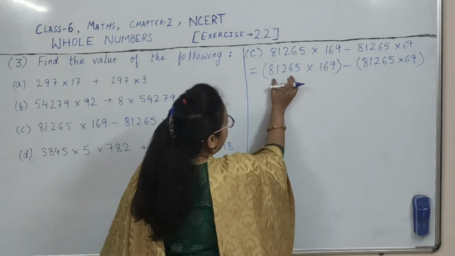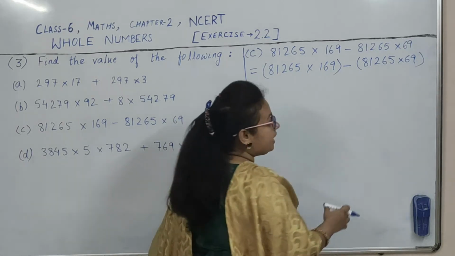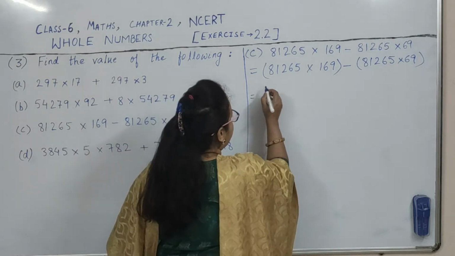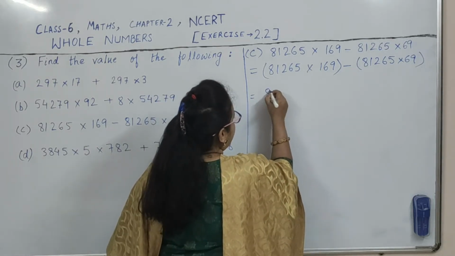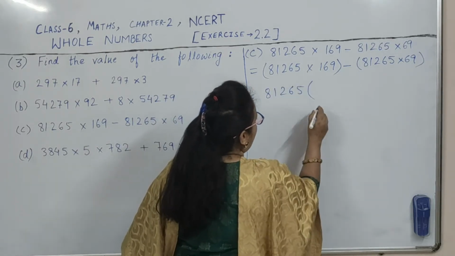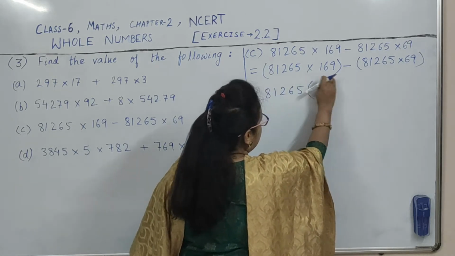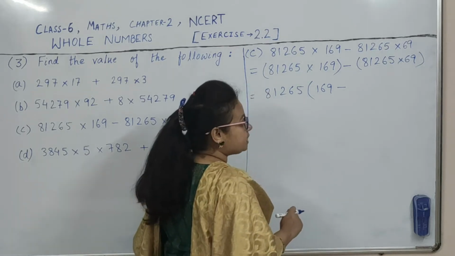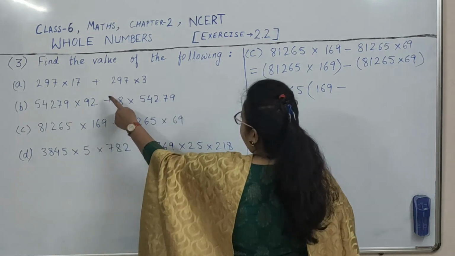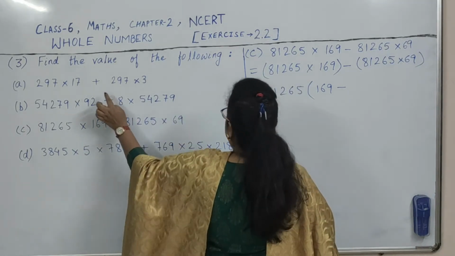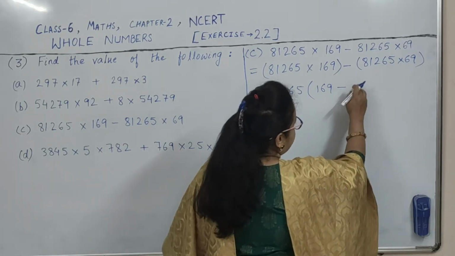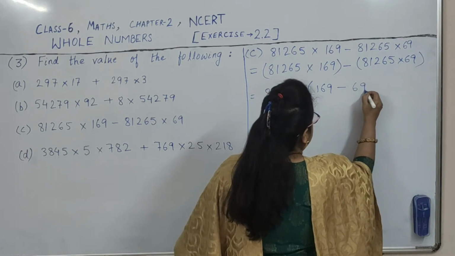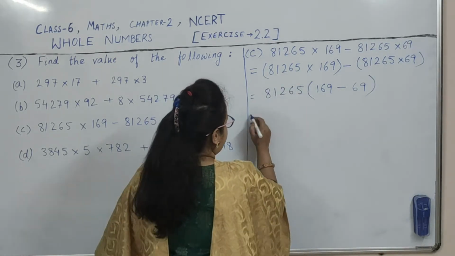What is common? This 81265 is common in both the terms. So what we will do, we will take it out because this number is common for both. 81265 is taken out. What remains inside the first term? 169. Minus sign is there, so we will put minus sign. In those questions we were putting plus sign because there was plus sign. Here it is minus, so we will put minus sign. And in the second term we have taken this out and 69 remains inside. Okay, so you are understanding now.